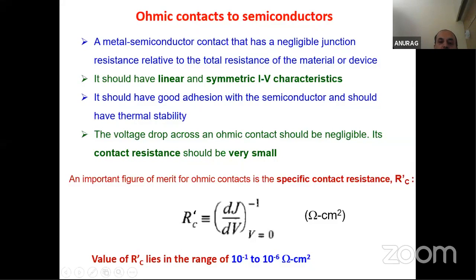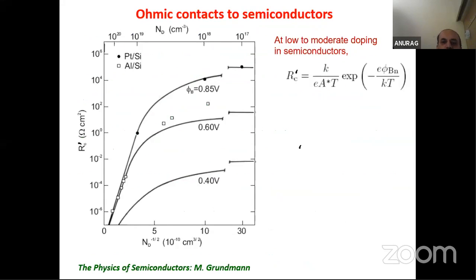So I have already given you the number. If you have 10 to the power minus 1, it is okay. If it is 10 to the power minus 6, this is the best kind of what we get. So anything between 10 to the power minus 1, minus 2 or minus 3, it is more or less okay. Not the best, but still good enough to do some reliable measurements. So here I am showing you a graph which summarizes how to fabricate a good ohmic contact.